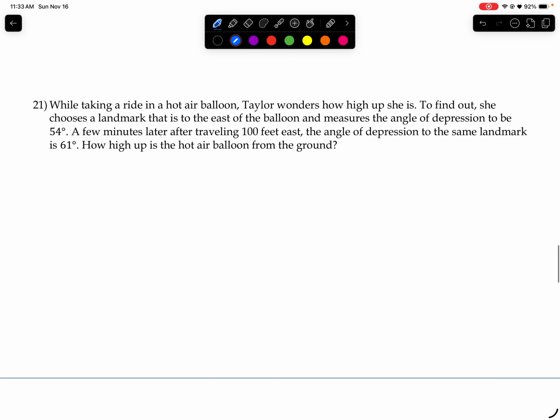So with 21, while taking a ride in the hot air balloon, Taylor wonders how high up she is. To find out, she chooses a landmark that's to the east of the balloon and measures the angle of depression to be 54 degrees. So a few minutes later, after traveling 100 feet east, the angle of depression to the same landmark is 61 degrees. So how high up is the hot air balloon from the ground?